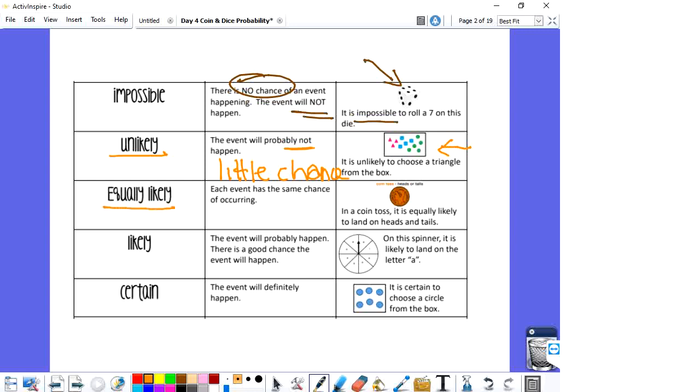We've also been using equally likely, which means it has the same chance of occurring. And like in a coin, we see that there is 1 heads and 1 tails, so it is equally likely to land on heads and tails.